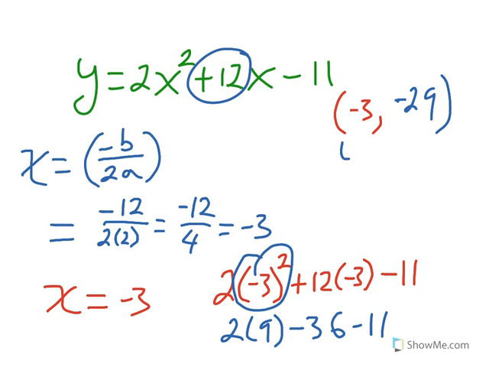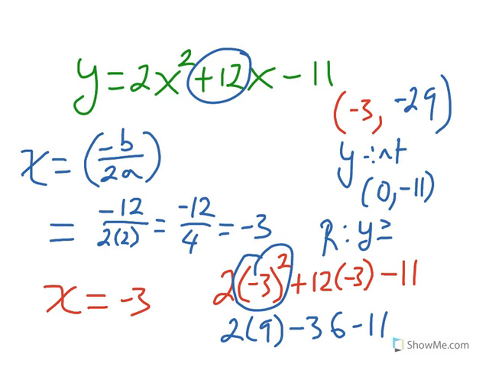The y-intercept. So the y-intercept here, if I let all of my x values be 0, I'm just going to be left with my negative 11. So once again, it's concave up. So my range is going to be y is greater than or equal to, because it's concave up, whatever that value is. So negative 29.